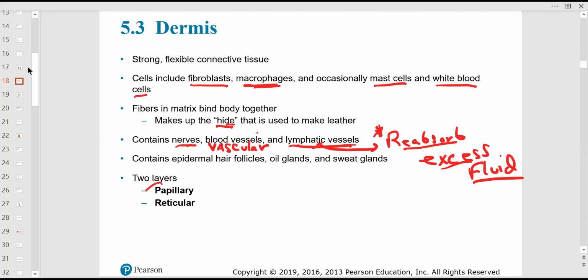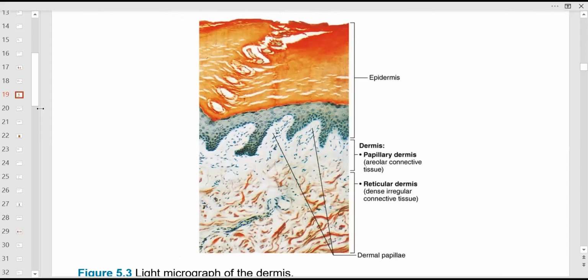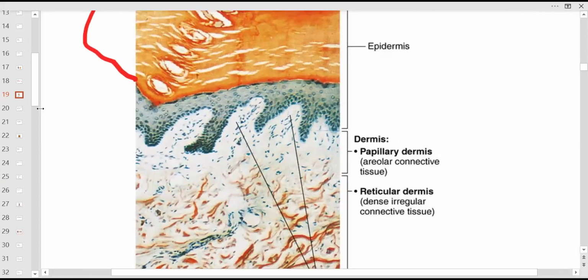The dermis has 2 layers. Papillary is the one closest to the stratum basale of the epidermis. Reticular is all the thickness of the dermis. So there you have it. Here's a nice picture. This one I like. This one shows you a lot. All of this is basically stratum corneum. Maybe if you look close, you could see a stratum lucidum in there.